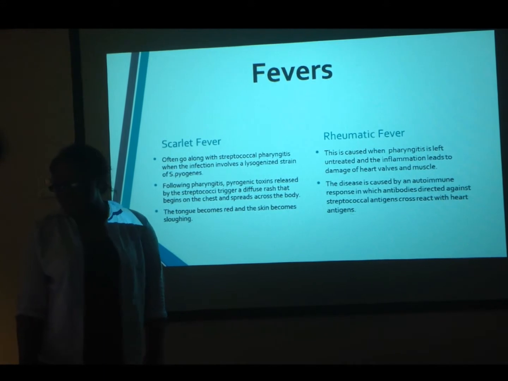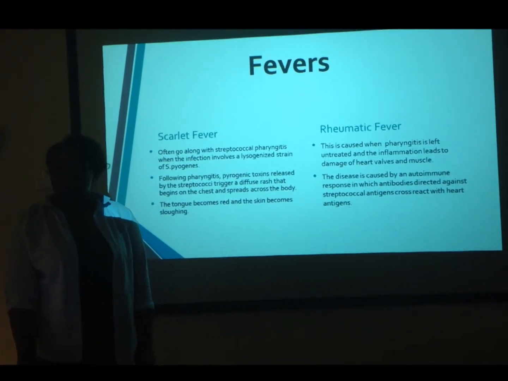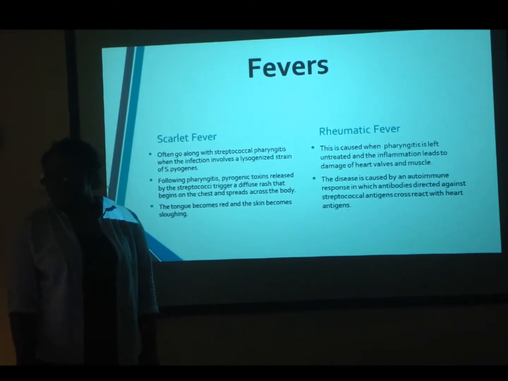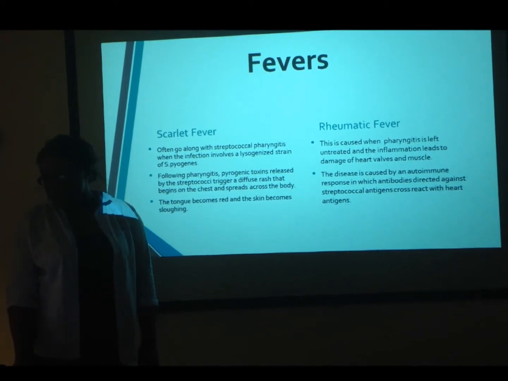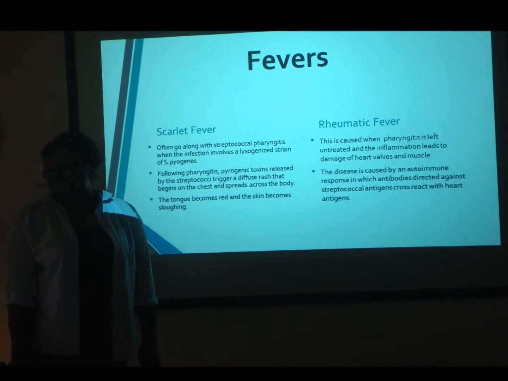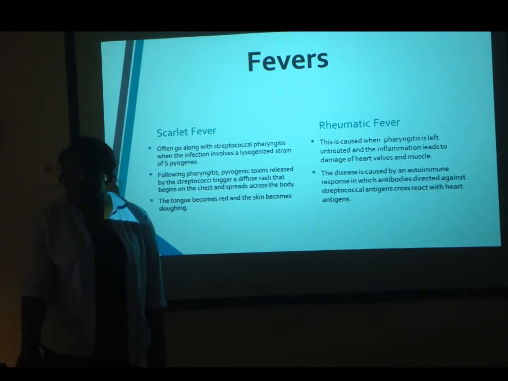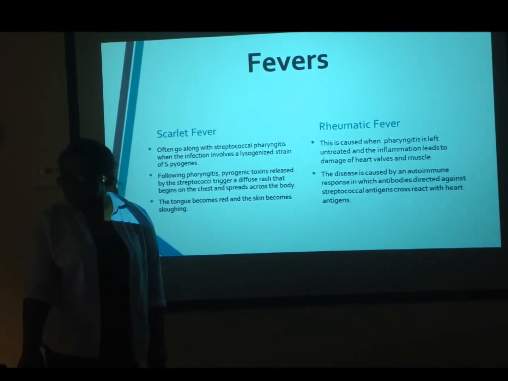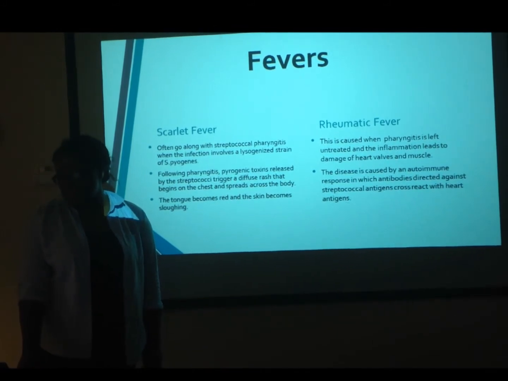Rheumatic fever occurs when pharyngitis is left untreated, and it damages the heart valves and the muscles. This disease is not directly caused by the Group A Streptococcus, but by an autoimmune response in which antibodies directed against Streptococcus antigens cross-react with heart antigens.